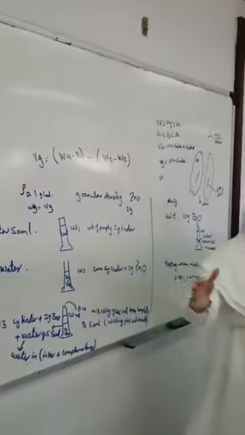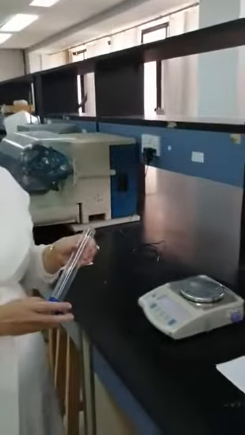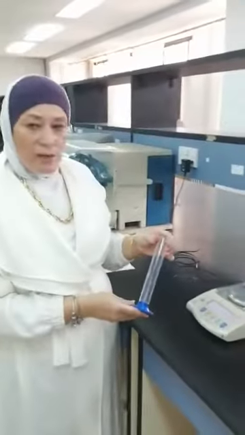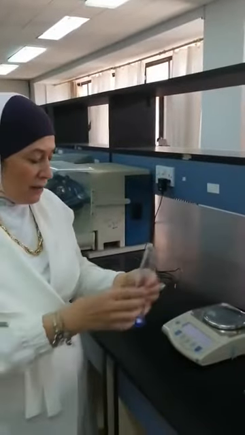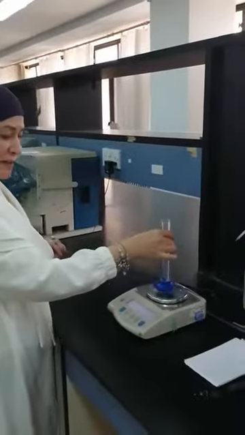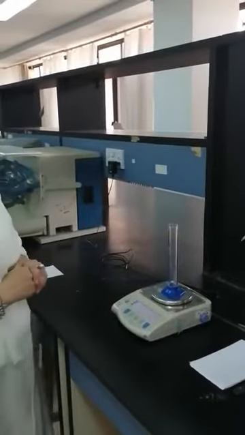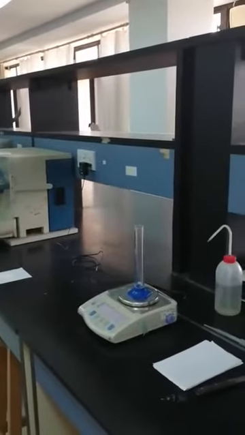Okay, so now here, granular volume, granular density. We use a dry 50 ml volumetric cylinder. We get W1, which is the weight of the empty cylinder.